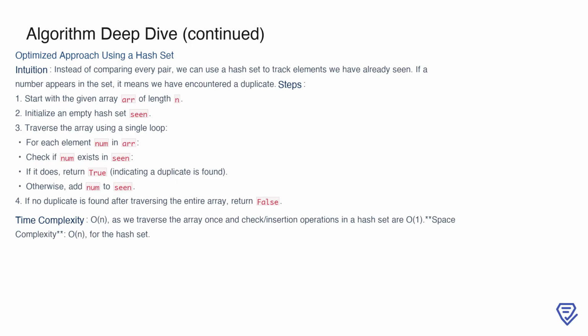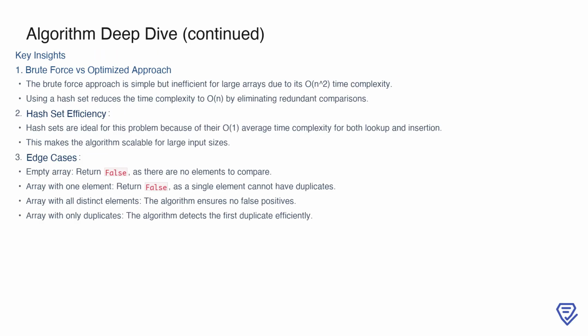This approach significantly improves the time complexity to O(n), as we only traverse the array once, and operations like checking for existence and inserting into a hash set are O(1) on average. However, it does use additional space proportional to the size of the array, as we need to store elements in the hash set. When comparing the two approaches, the brute force method is much simpler to understand but inefficient for larger arrays due to its O(n squared) time complexity. In contrast, the hash set approach drastically reduces the time complexity to O(n) by avoiding redundant comparisons. The use of a hash set also ensures highly efficient lookup and insertion operations, making it well suited for this problem.